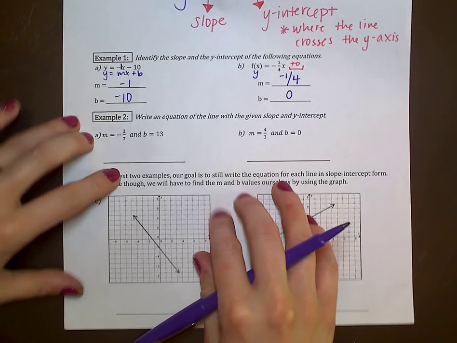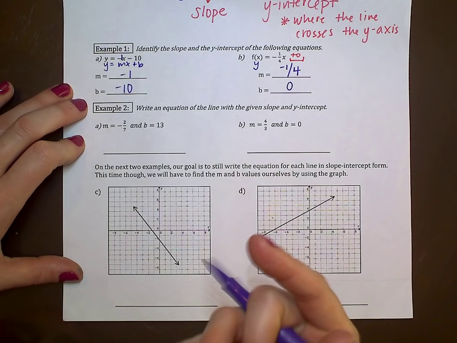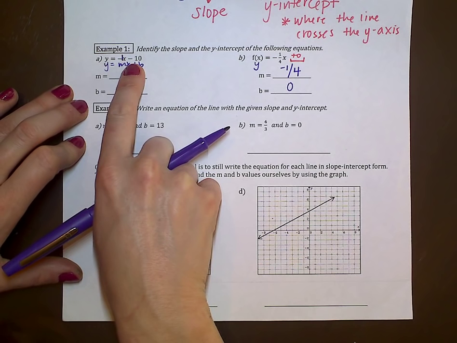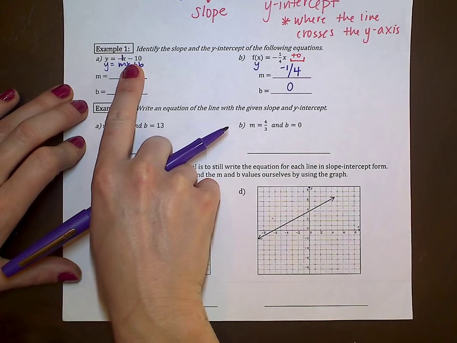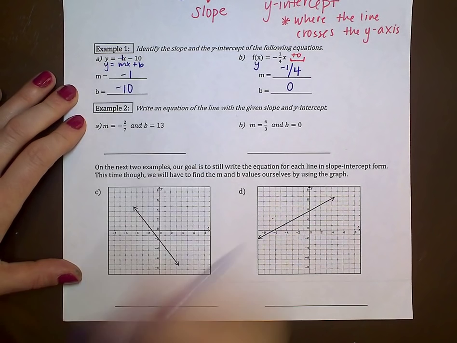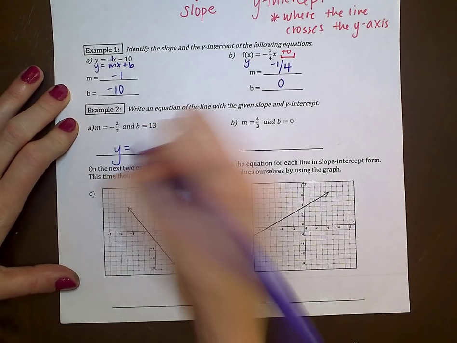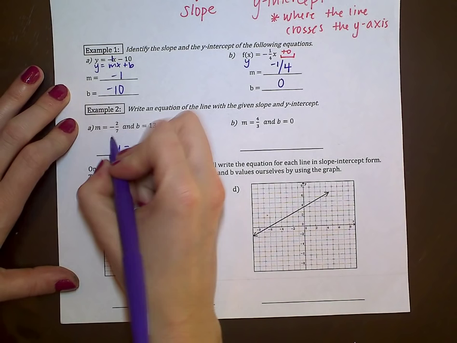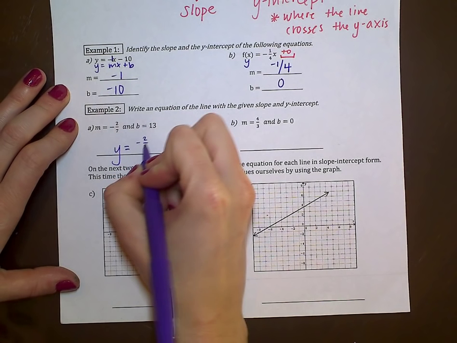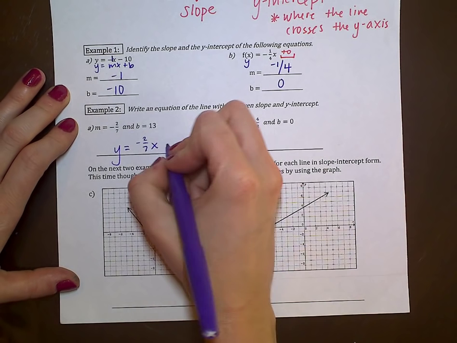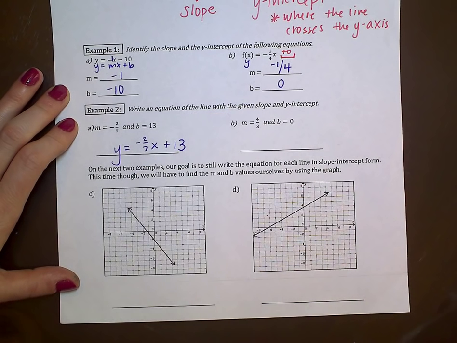Example 2 is going the other way. This time they give me m and b, and they want me to put it together and write the linear equation in slope-intercept form. So I just have to write y equals mx plus b. In this first example, example A, I'm going to put the m, the slope, in front of x. And then I'm just going to add or subtract whatever the b value is. And in that case, it's 13.